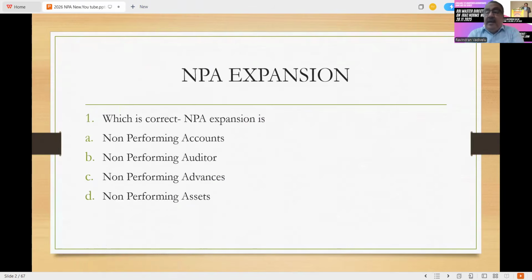And what is the NPA expansion? Which one is correct? NPA expansion is non-performing accounts, non-performing auditor, non-performing advances, and non-performing assets. So the answer is D, that is non-performing assets. Those auditors who are not doing the non-performing assets correctly, he will be called as non-performing auditor.